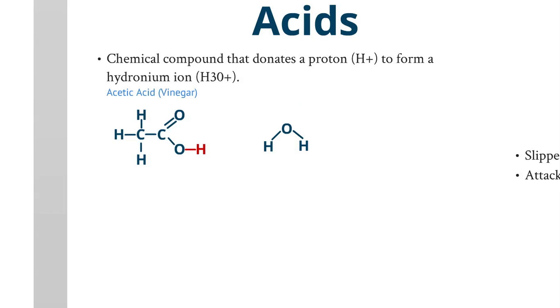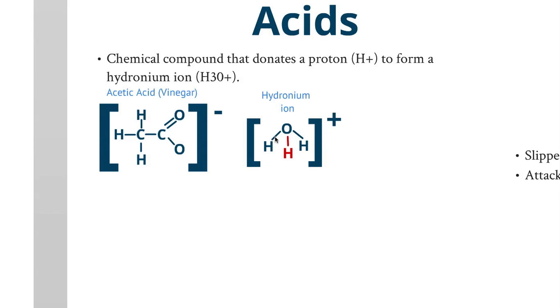So look what happened there. We had the proton on here, and it's going to give it away to create a hydronium ion. So that is what an acid does. It donates a proton to form a hydronium ion. That's what that looks like. And since it gave away a positively charged proton, it's going to have an overall negative charge. This has an overall positive charge.